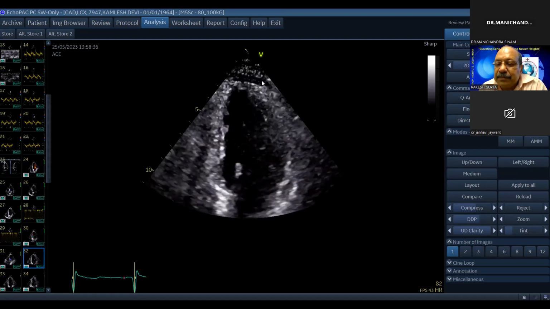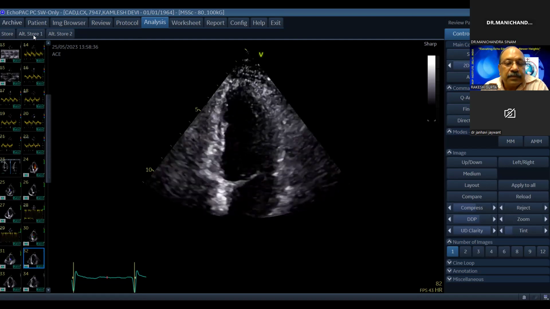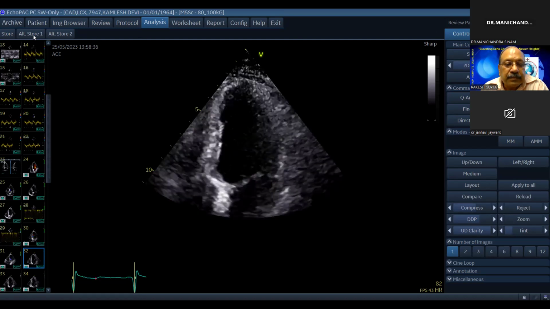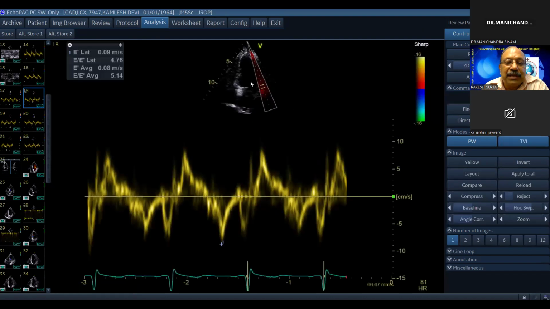Sir, do we need to reduce this 2D sector also, or only the TDI color sector? Look, I have reduced only this TDI sector, not the 2D image, because otherwise how do I know where I'm putting the sample volume? That was the septum, which I showed you earlier. This is the lateral one.